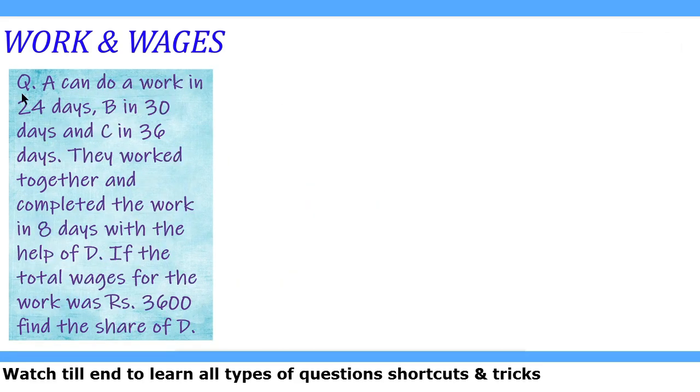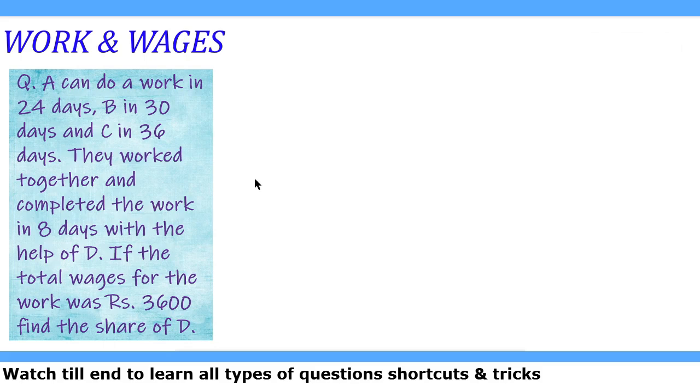We go to the next question, and the question is: A can do a work in 24 days, B in 30 days and C in 36 days. They worked together and completed the work in 8 days with the help of D. If the total wages for the work was rupees 3600, find the share of D. In the previous question, there were 2 persons and they completed the work with the help of the third person.